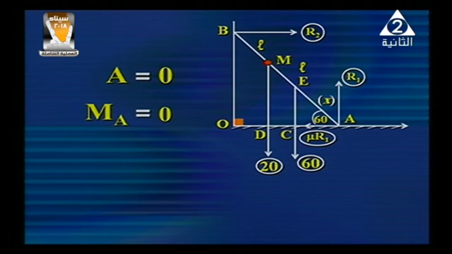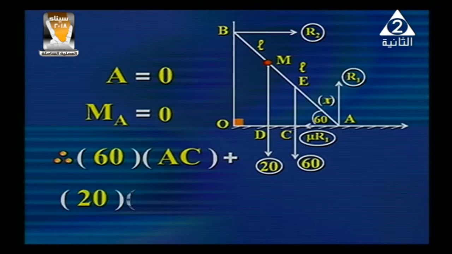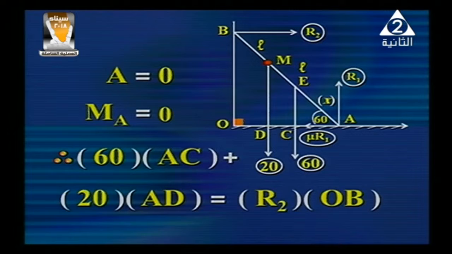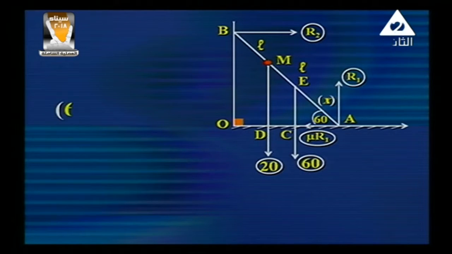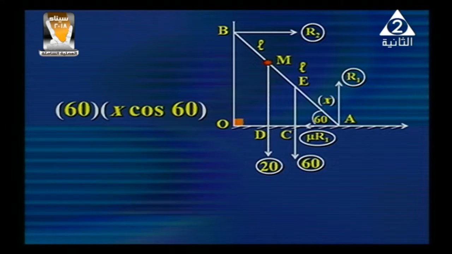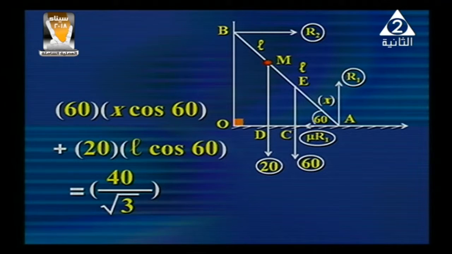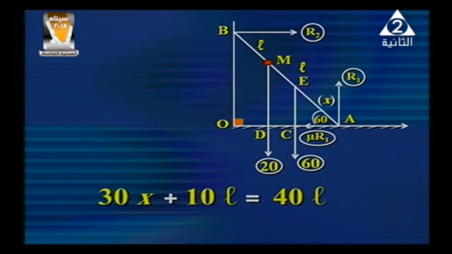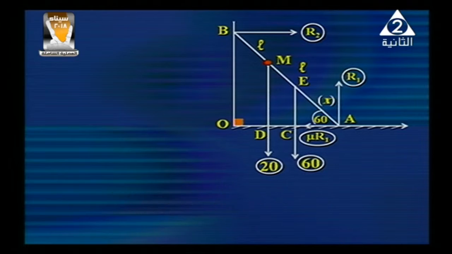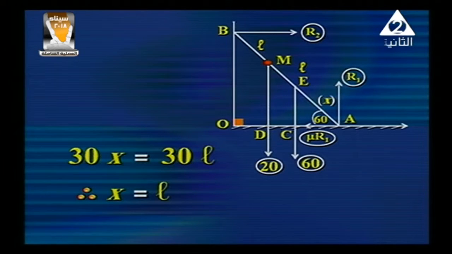Moment at A equals 0, then 60 times AC plus 20 times AD equals R2 times OB. By substitution, 60 times X cosine 60 plus 20 times L cosine 60 equals 40 over root 3 times 2L times sine 60. Then by substitution we find the length of X: 30X plus 10L equals 40L. Then by collecting like terms, 30X equals 30L, then X equals L.